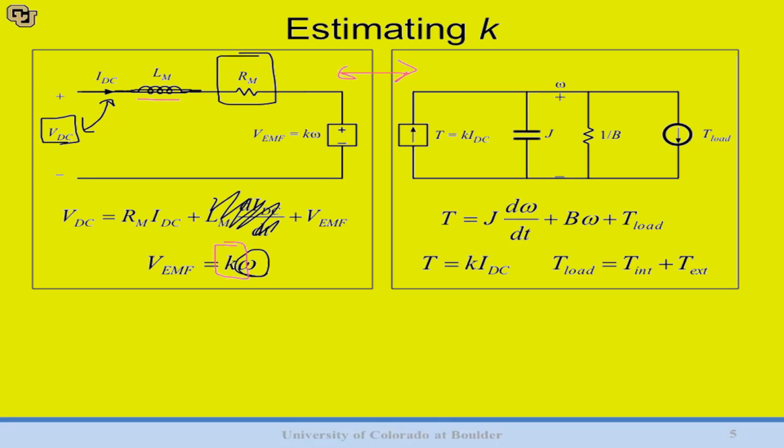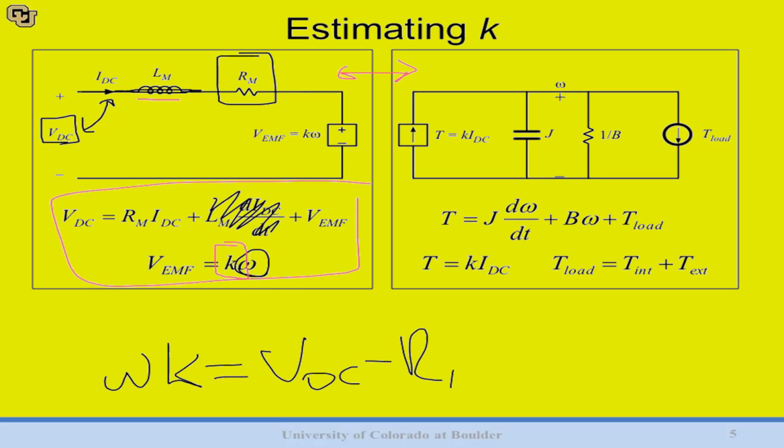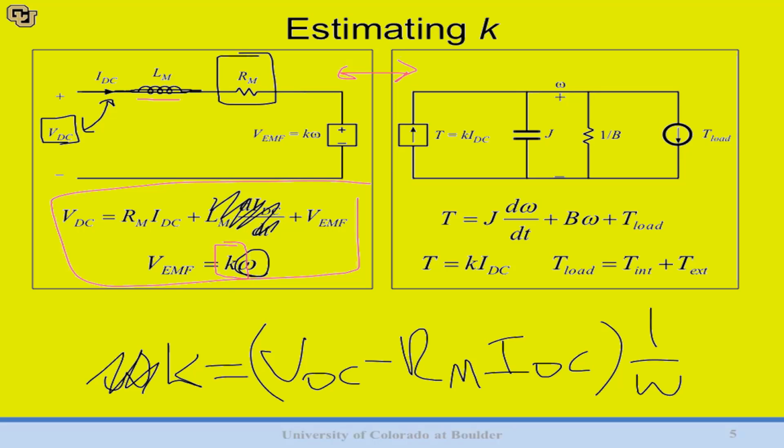Well, we can rearrange these equations down here in terms of K. Omega times K is going to equal VDC minus Rm IDC. And we can simply toss omega onto the other side. So we have K equals VDC minus Rm IDC times 1 over omega. Now, again, just like when we measured Rm, don't take a single point. You're going to have to take multiple points and then average them to find out what your K value is.